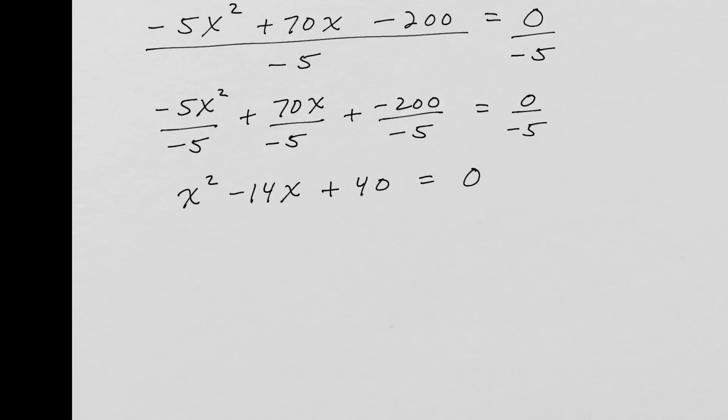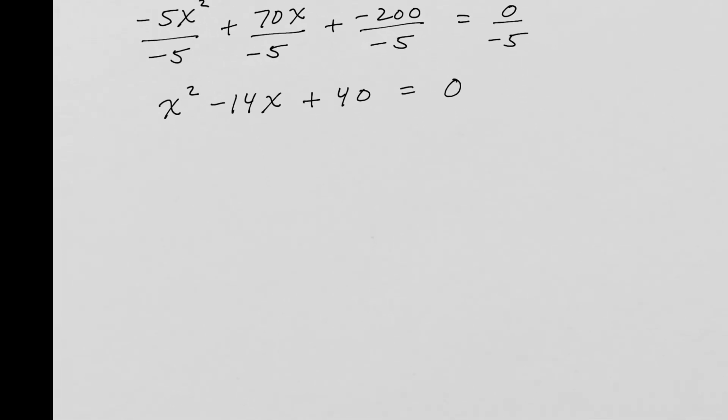Okay, so now I want to continue solving this by completing the square. So I need to get the 40 on the other side, right, the c term, so I just subtract 40. So I have x squared minus 14x, I'll leave a little space there, equals negative 40. Now I want to add half of b squared. Well, b is negative 14, right? So half of negative 14 is going to be negative 7.